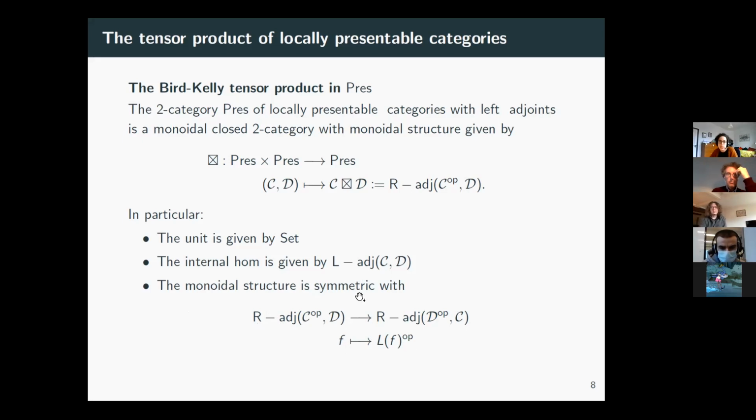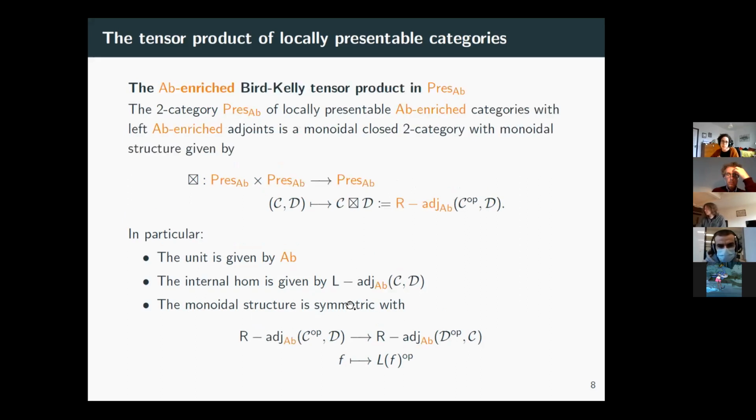Well, this is all in classical category theory, not enriched, but it translates immediately to the enriched setup. So in here, I just change everything by its k-enriched version, and it works the same. We have the tensor product given by the right adjoint k-enriched functors from C^op to D. The change is in the unit: now instead of Set it is Mod k, and all the rest works the same and carries through the same way. So we have this tensor product, this monoidal 2-structure.